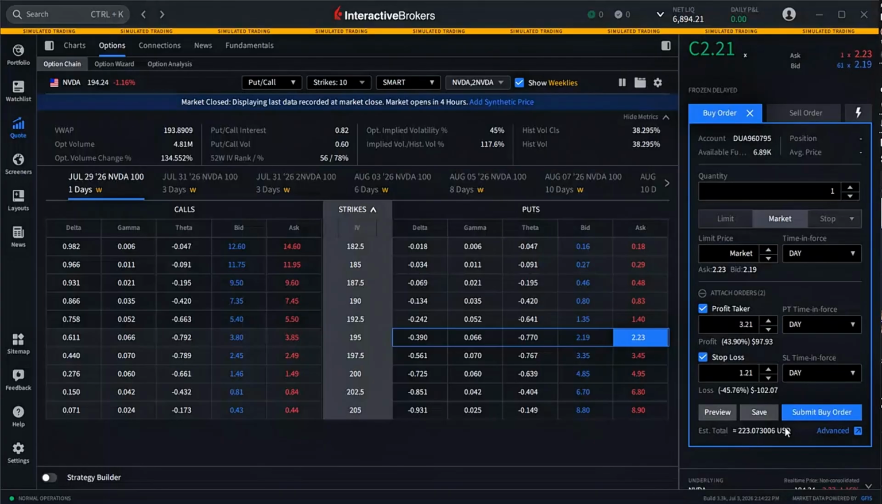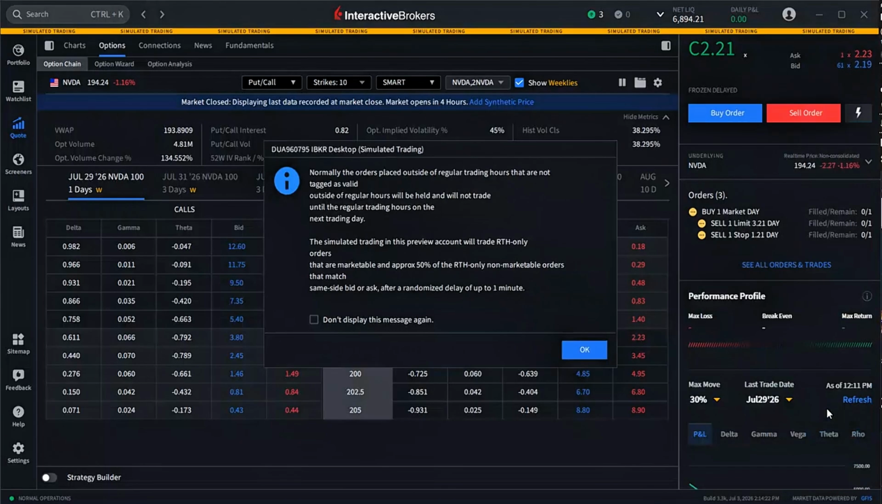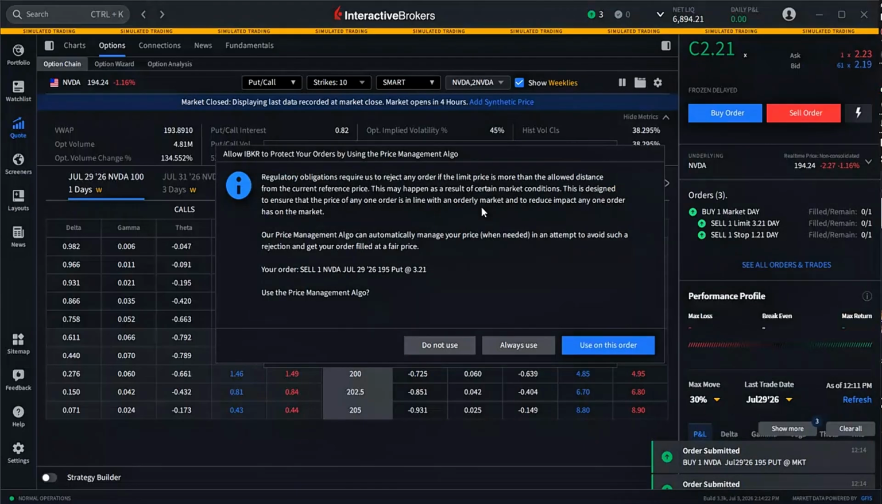All right, so you can now submit your order by simply clicking on this, which is then going to pop up this. Now this is the management algo. I don't really use the management algo. It basically guides you. It's recommended for beginners. It helps you manage your price. You can either choose to always use it or not, but just for tutorial purposes, I'm going to use this order.